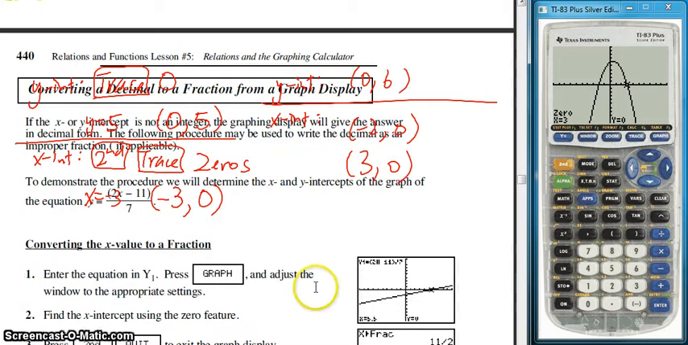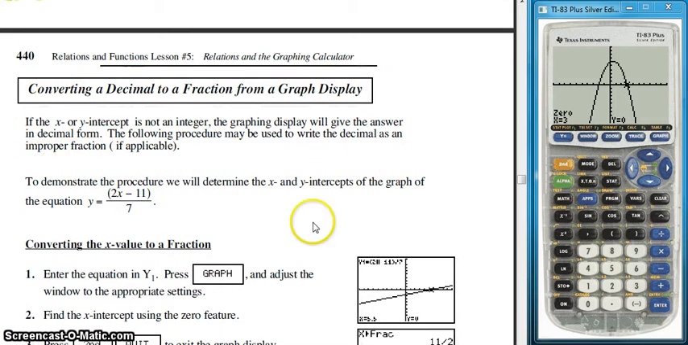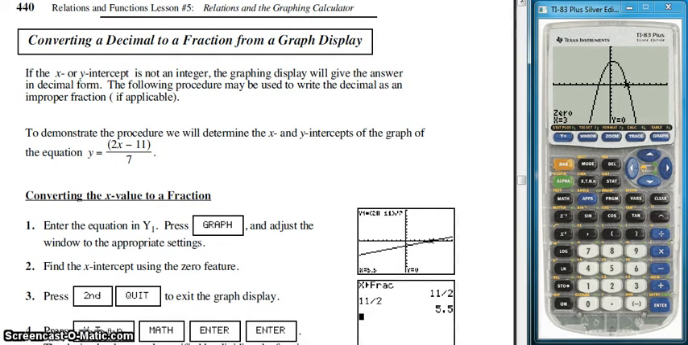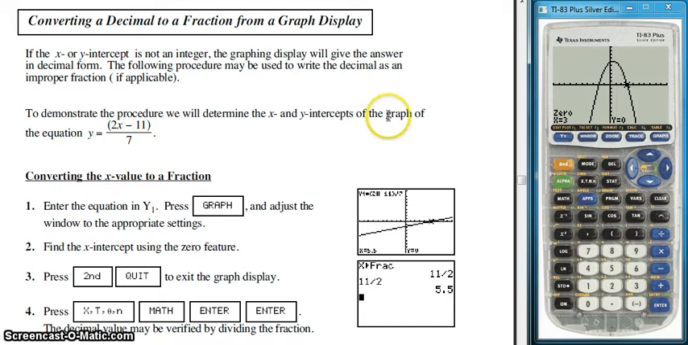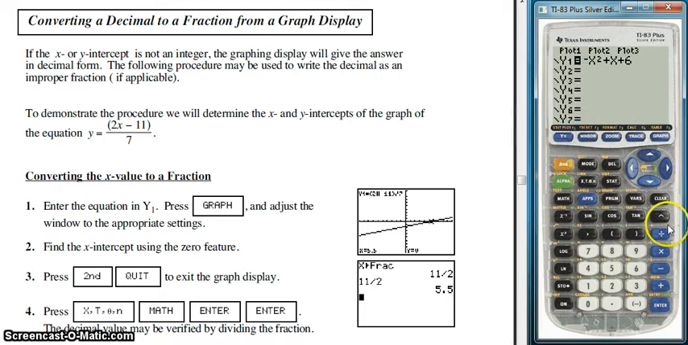Alright, so what more? Okay, so more features. For example, let's try this question. Okay, so I entered this new equation. I put it in a bracket. They draw the bracket for you. 2x minus 11 over 7. And then I graph it. Okay, I graph it. This is how it looks.